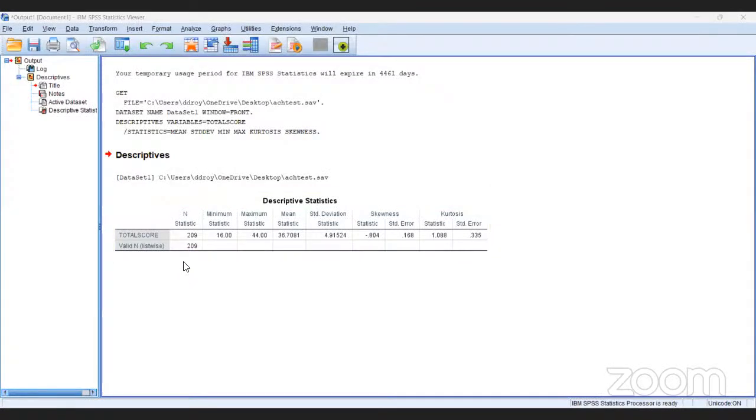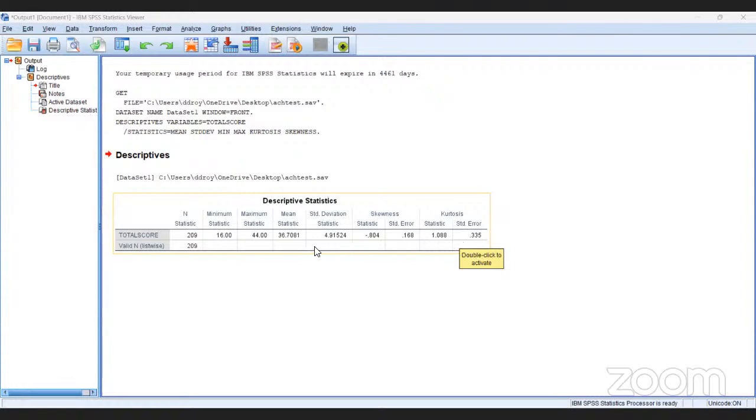So this is the dependent variable. 209 data are there. Mean is 36.71. Maximum value is 44. Minimum is 16. And this is the standard deviation, 4.91. The skewness, it is negatively skewed, but the standard error is less than 1. That means it can be manageable. Kurtosis also less than 1.